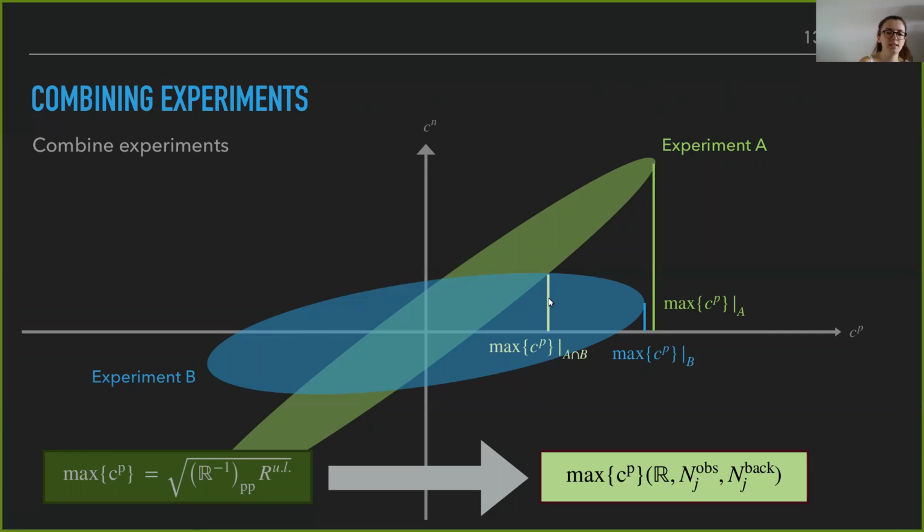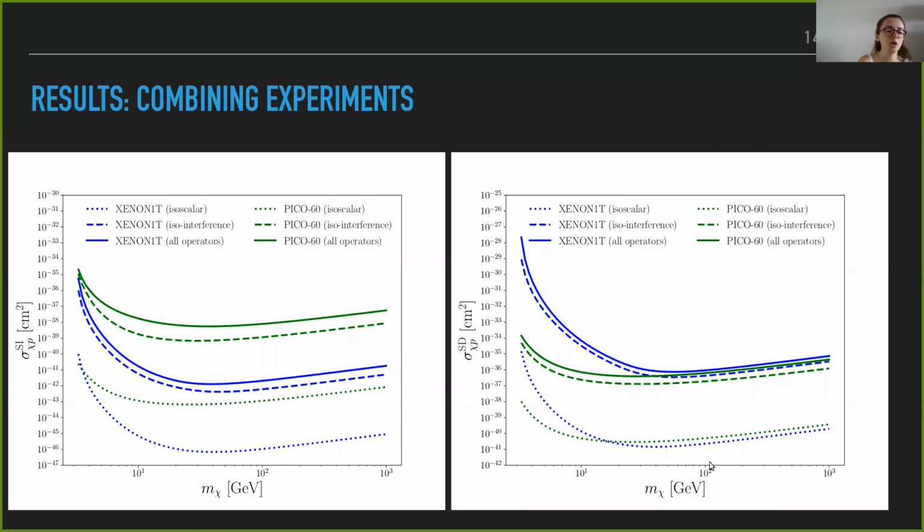Also here we are interested in how to obtain this value. Unfortunately, this simple analytic formula is not valid anymore, and we have to redo the calculation. For combining experiments, the result is not so short, but it is still solvable analytically, and it depends only on the R matrices of the experiments and on the corresponding number of observed events and the number of expected background events.